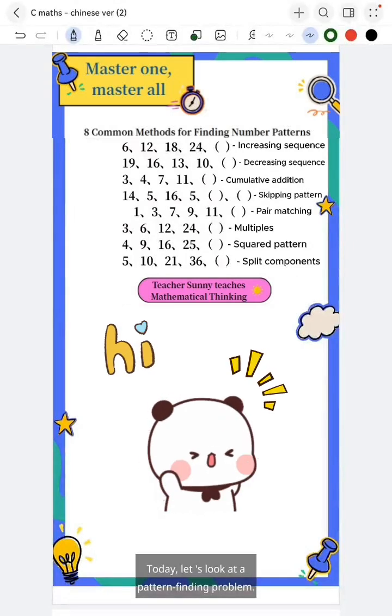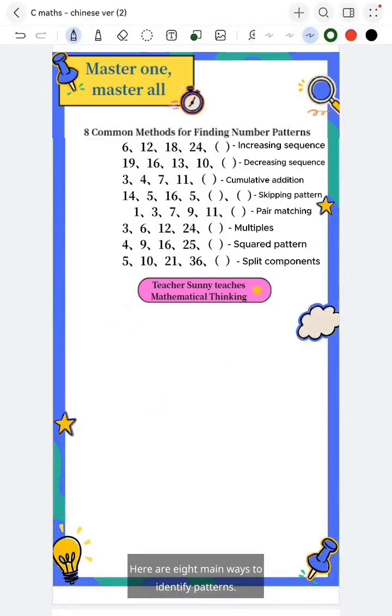Today, let's look at a pattern finding problem. Here are 8 main ways to identify patterns. There are more than these 8, but these are the most common. First, let's look at the first type, incrementing.